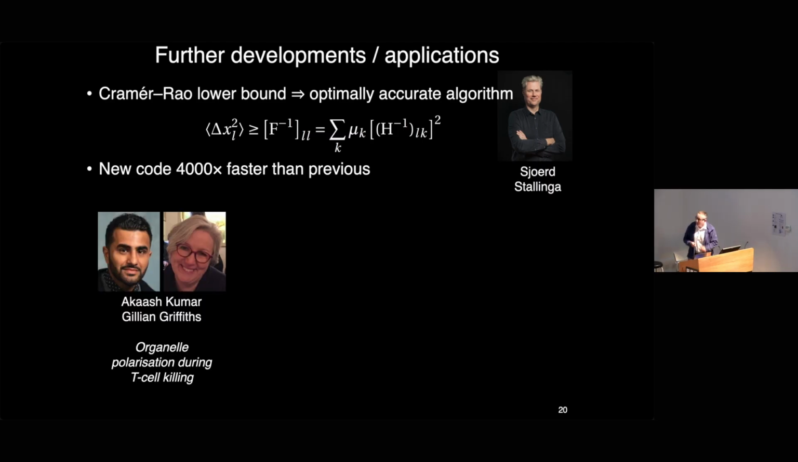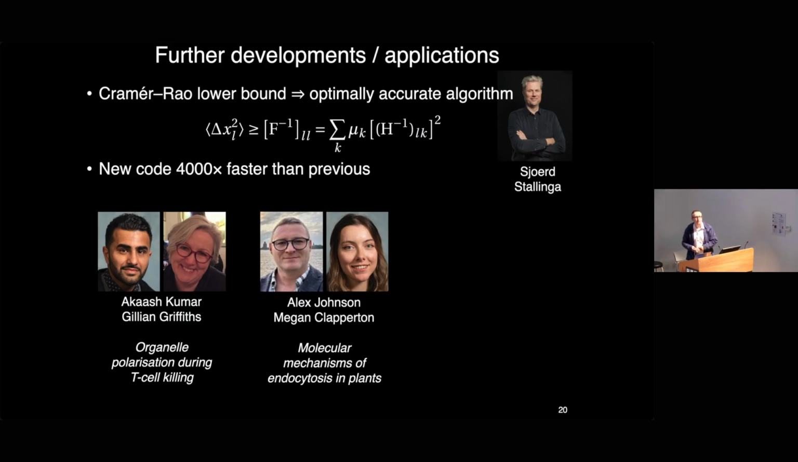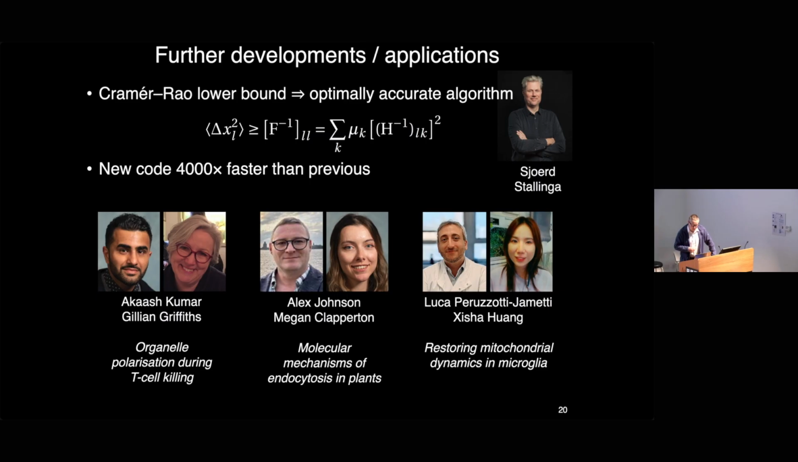In terms of applications, Akash has now finished his PhD and has moved across the road to SIMA to work with Gillian Griffiths, using the multispectral system to look at how organelles are polarized during T-cell killing. Megan, who's somewhere in the audience here, is partly working with Alex Johnson from Exeter to look at endocytosis, but this time not in mammalian cells, but in plants. And then Luca and Zisha from the clinical school in Cambridge are interested in seeing how mitochondria interact with different organelles within cells, both during inflammation in microglia and after their novel drug treatment that they've invented.